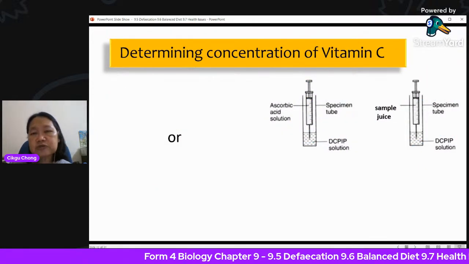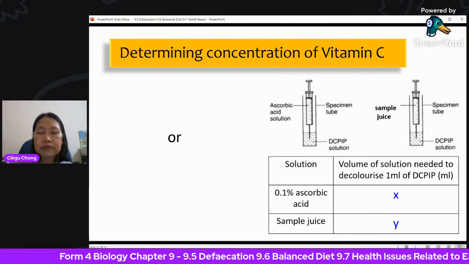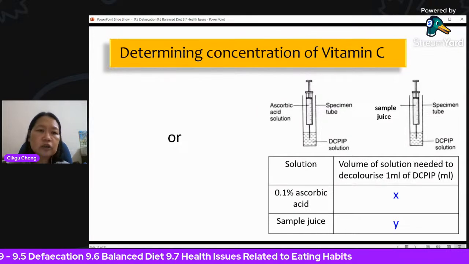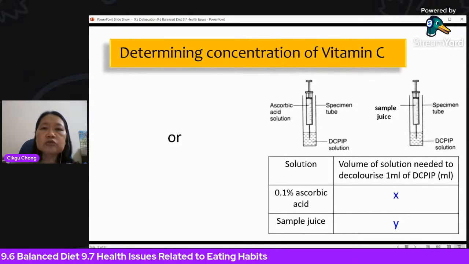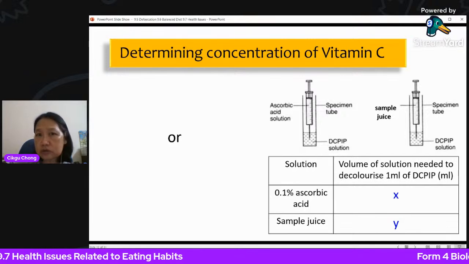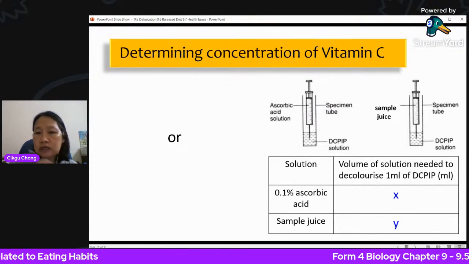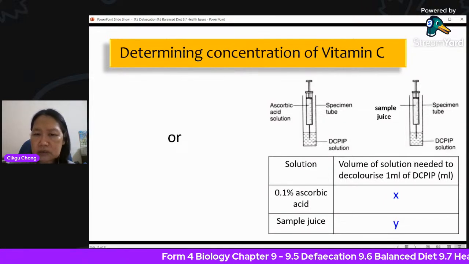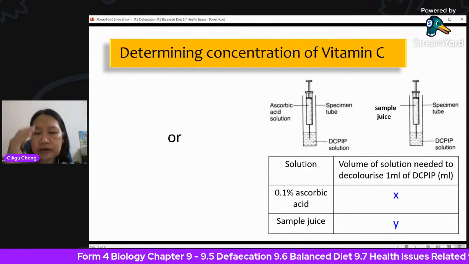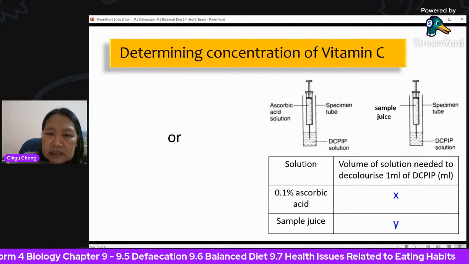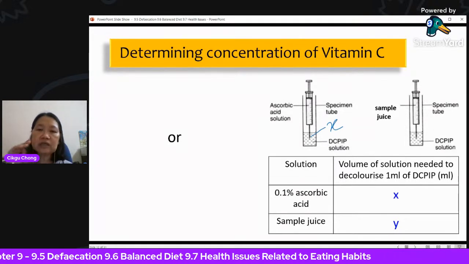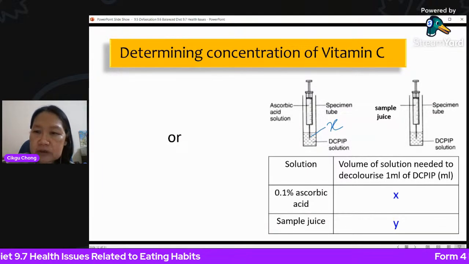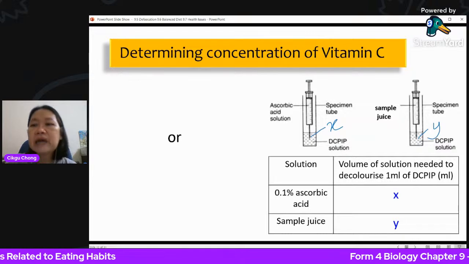Now, determining the concentration, you need a formula. I will not go through the theory of how to get the formula. You just use the formula to answer because it'd be too complicated, and I don't need to waste the time for that. So let's say just now the result we get is this. When you use ascorbic acid, you got your X solution, X ml. So you needed X ml to decolorize your DCPIP. And for your sample juice, you needed, let's say, Y ml.